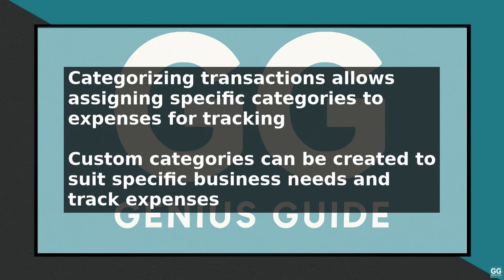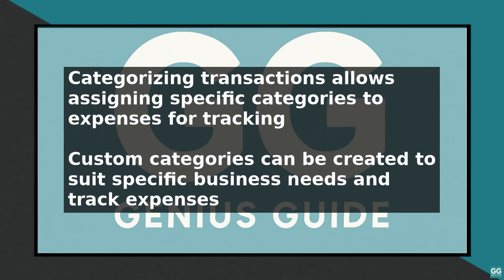This feature is particularly useful for businesses that need to track specific expenses, such as mileage or equipment purchases. In addition to categorizing transactions, Revolut also allows you to add notes and attachments to your transactions. This feature is useful for adding additional context to your transactions, such as receipts or invoices. To add a note or attachment, simply click on the transaction and select the Add Note or Attachment option.